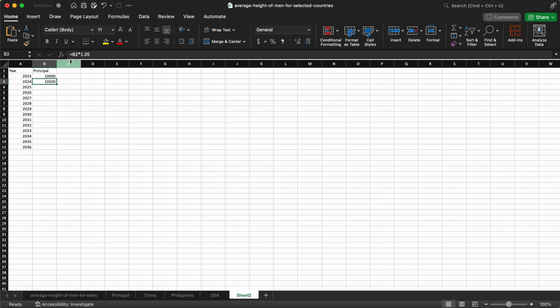Now, because this formula is referencing B2, when we copy it down the sheet, it's going to dynamically change from cell B2 to C2 to D2. So if you think about it like this, this cell is referencing one cell above it. So if you copy this formula to this cell, it's also going to reference one cell above it.